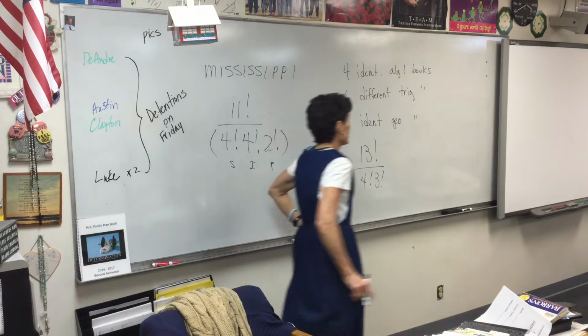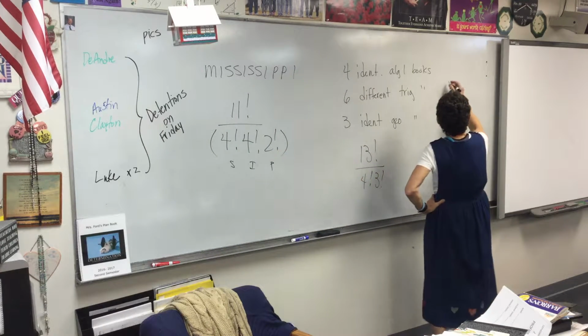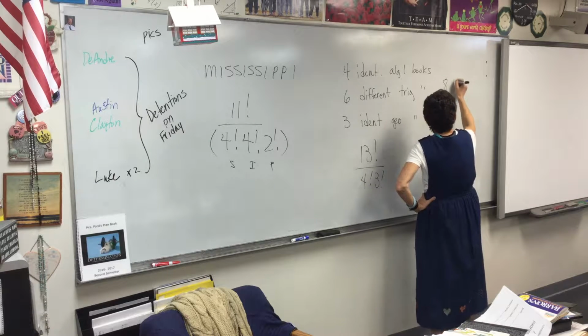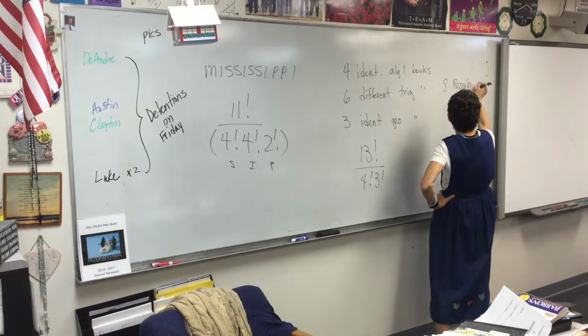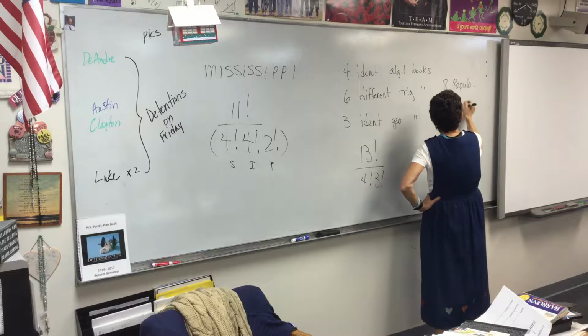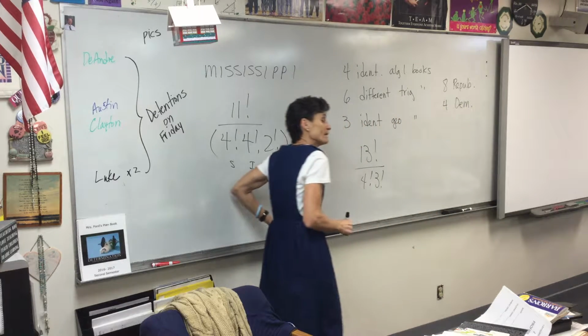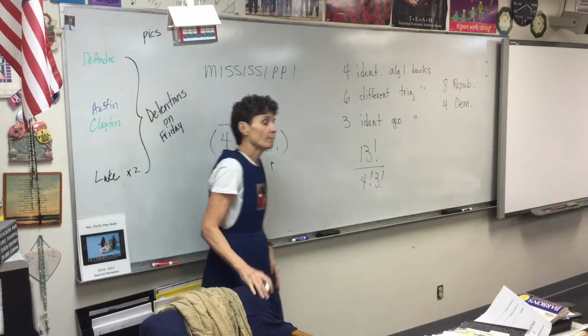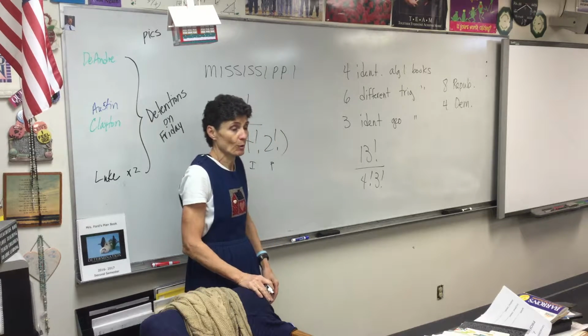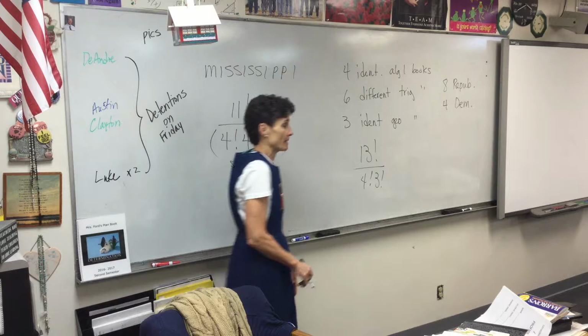All right? So let's say I have 8 Republicans and 4 Democrats. How many ways can I arrange them in a line, in a row? How many ways can I arrange these guys in a row? What will that setup look like?